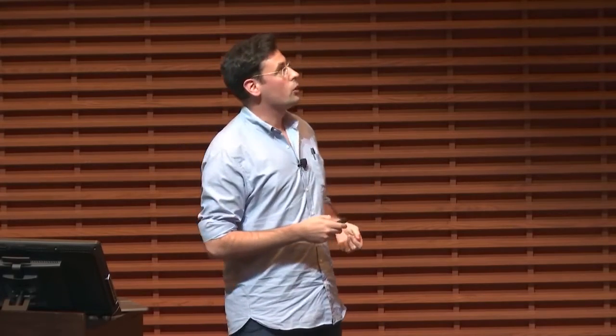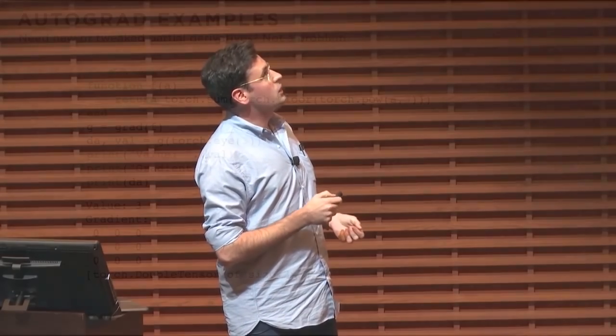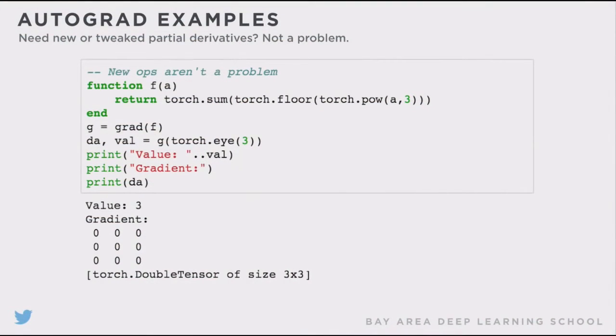That's actually pretty easy to start to engage with in Autograd. So say I'm going to sum the floor of a to the third power. The floor operation is piecewise constant, so the derivative is 0 almost everywhere except for where it's undefined.